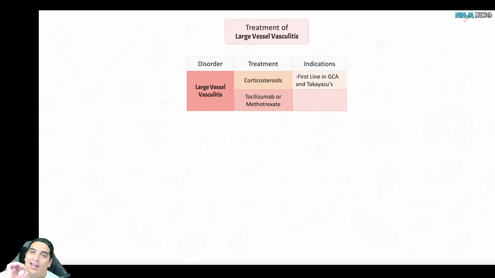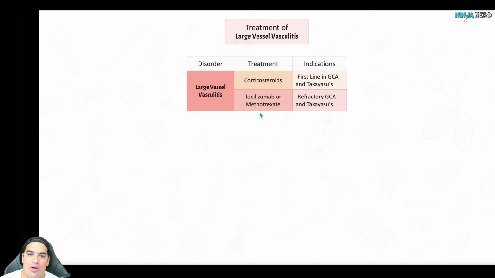Now, there is an extra drug that we can add on if the patient is refractory to corticosteroids or we can't wean them off of the steroids because they're still having symptoms. That would be where we would utilize tocilizumab or methotrexate. So this is an interleukin 6 blocker, and this has the ability to shut down a lot of inflammation as well. So again, that would be a potential indication.